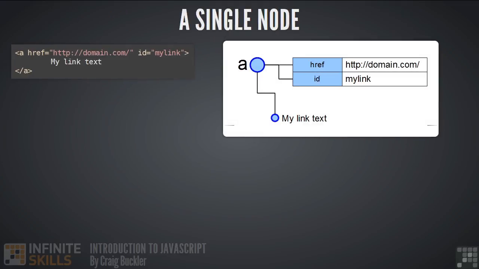So here we have an anchor link, and we'll find it has a couple of attributes and some text. Now, the attributes themselves can be accessed directly from the anchor node. So they're properties of our A node. The text belonging to our anchor link is a separate child node.